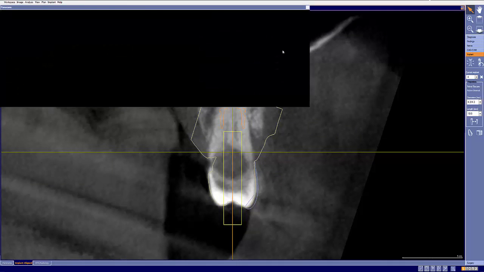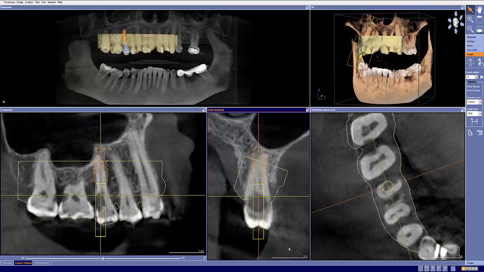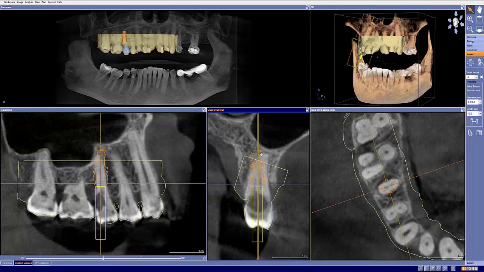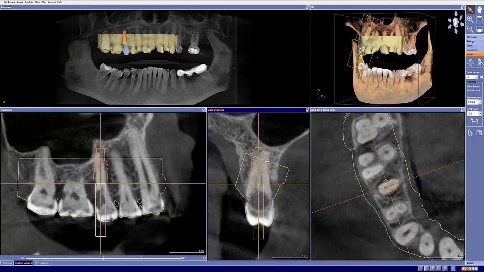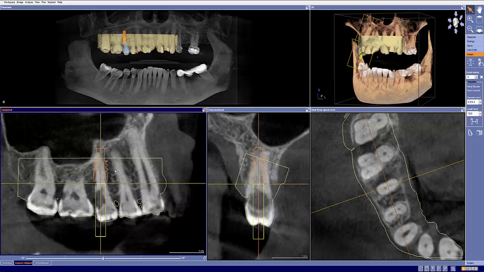Our next issue that we have to look at in this particular case is vital structures. We have our sinus. Right here we know that we cannot go much longer because we're riding up against the sinus, unless we want to do a sinus bump. Not that there's anything wrong with doing a sinus bump here, but the sinus bump isn't going to give us any of the stability that we need.